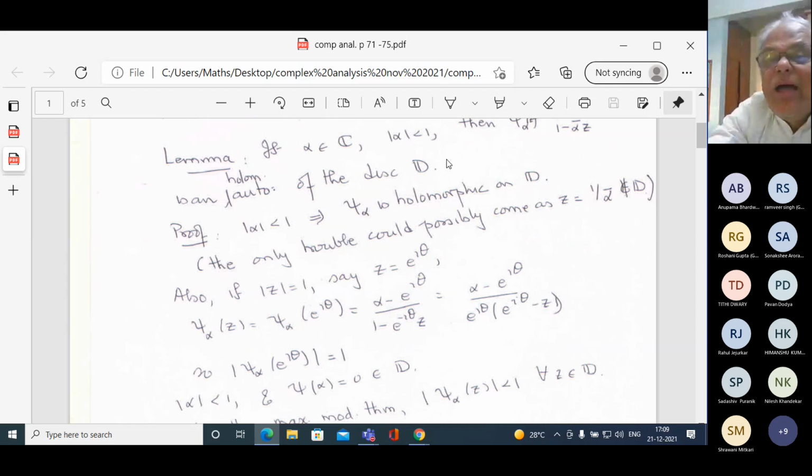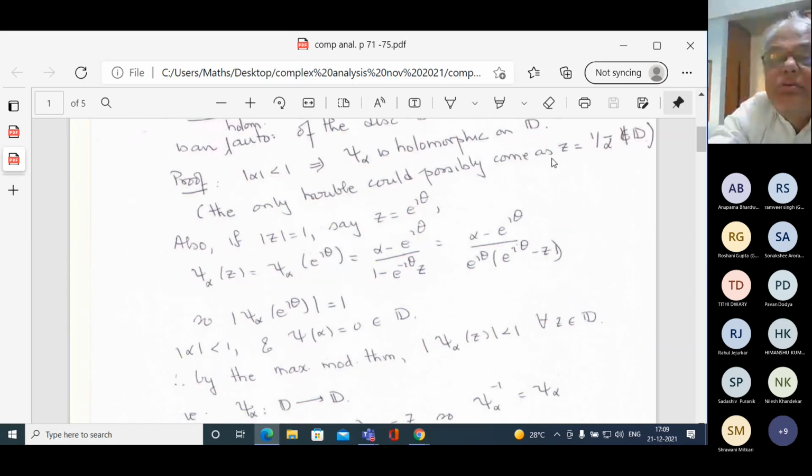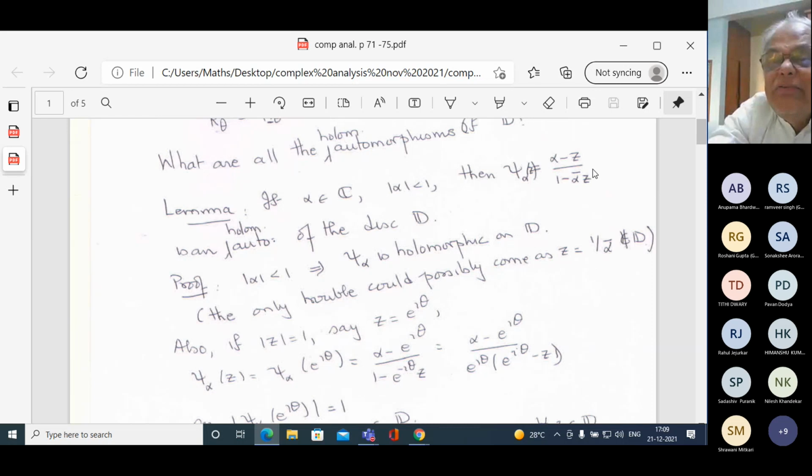Now this map has an extension too. The only problem I have is when mod alpha is greater than 1. Therefore, on mod z equal to 1, I can still define this. The point is that this psi alpha of z is holomorphic on the interior of the disk, and it has a holomorphic extension to a slightly larger set. How large depends on alpha.